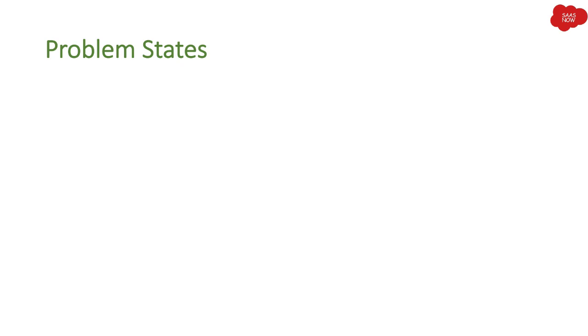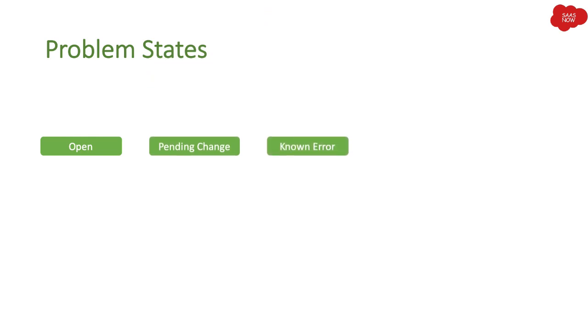Then we have problem states. If you have seen my incident management overview, which shows the complete application walkthrough, similarly we have problem states here. The states we have are Open, Pending Change, Known Error, and Closed or Resolved. This is what I have out of the box in the problem management application. That means on the problem management form, you will find these four states.